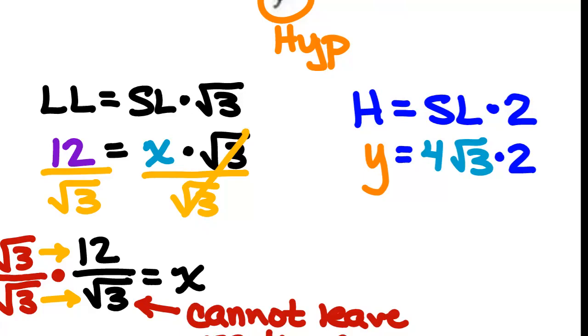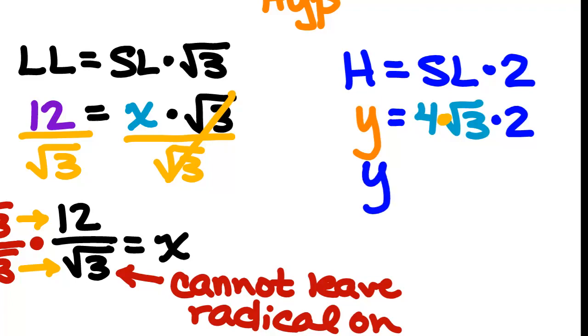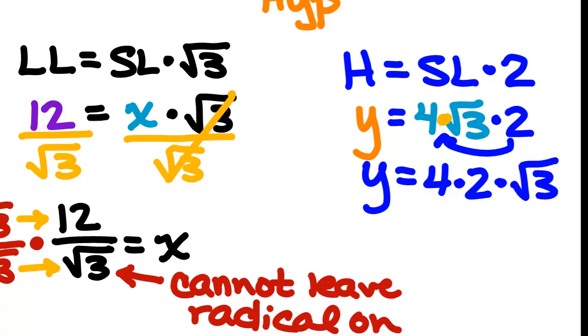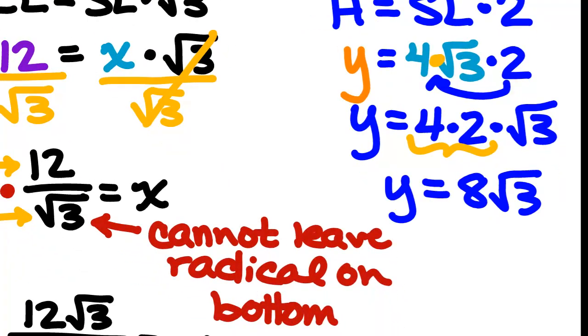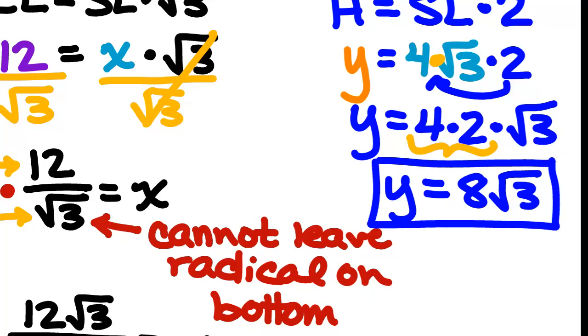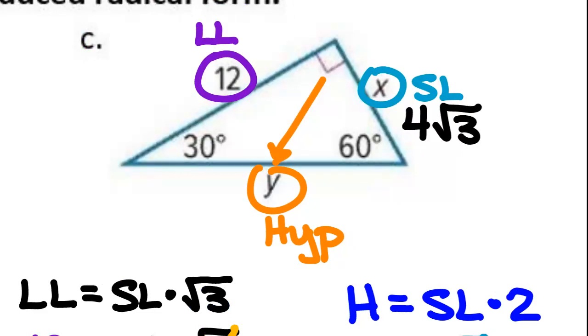What's going on between the 4 and the square root of 3? Multiplication. So I can reorder this. Y equals, I'm going to scoot the 2 over here. So 4 times 2 times the square root of 3. What is 4 times 2? 8. Y equals 8 square root of 3. Write that on my picture, and then I'm done.